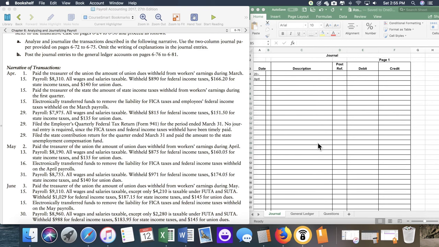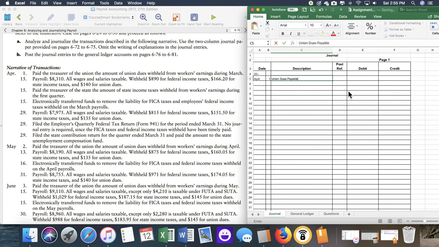So let's get started. Like you would in previous accounting classes, you're going to put the year and then the month. In this case, it is April where we start, and then we're going to go on and start entering in the transactions. The first one is April 1st. We are paying the treasurer of the union the amount of union dues withheld. So it's going to be union dues payable, and then it's going to be cash.